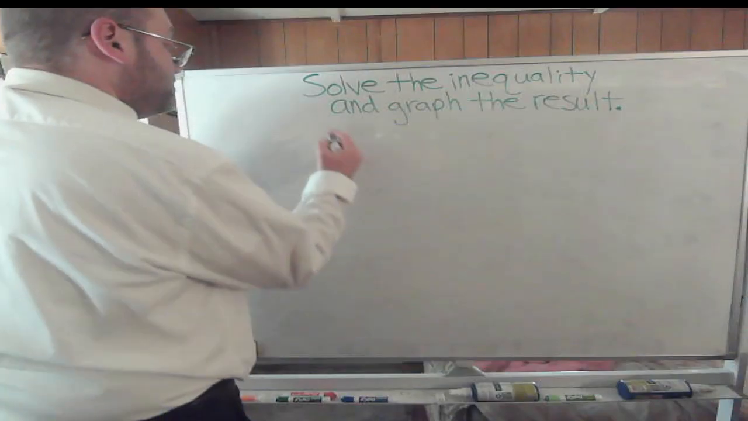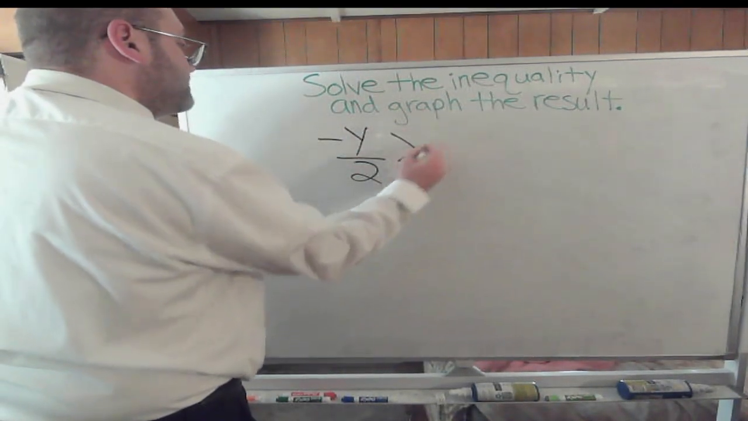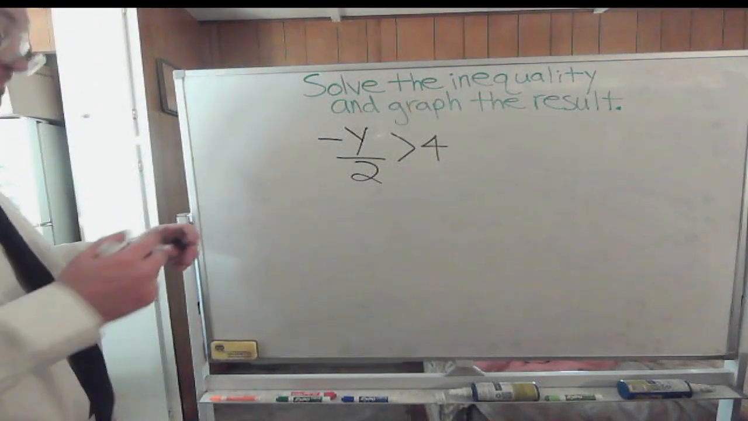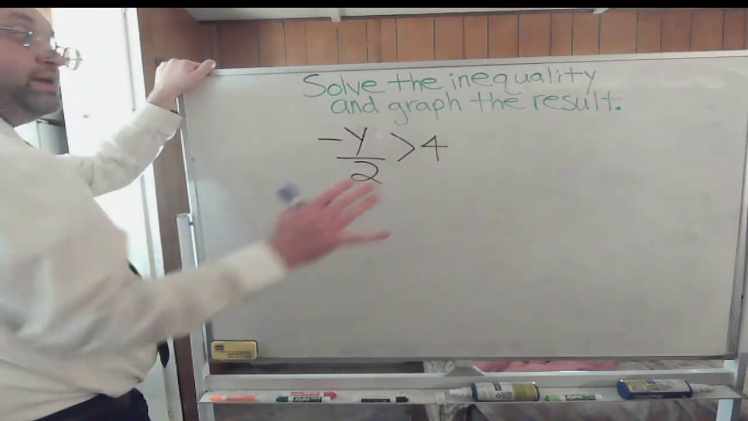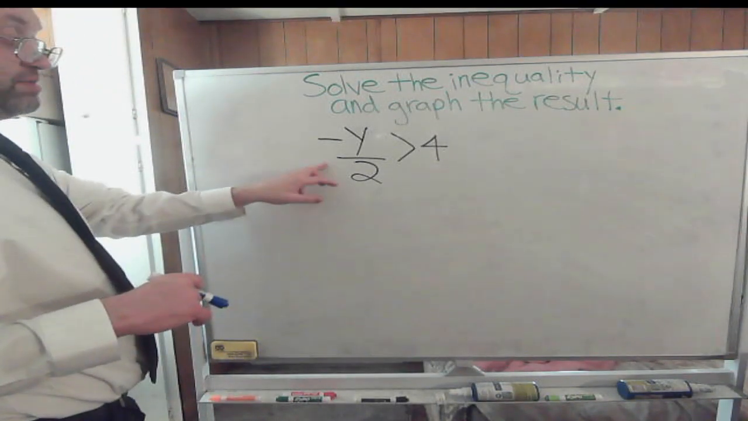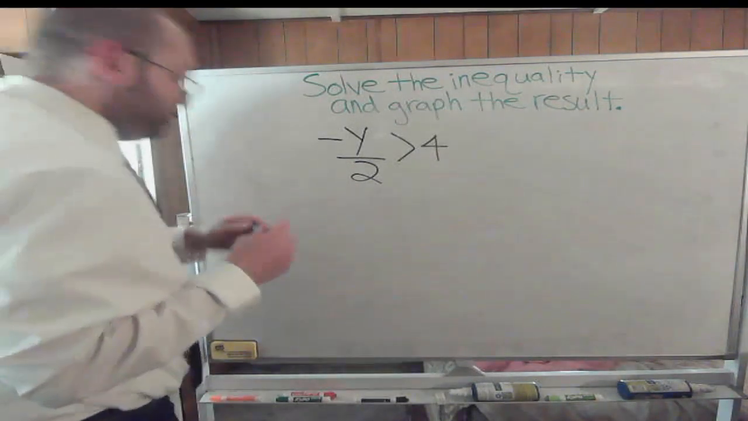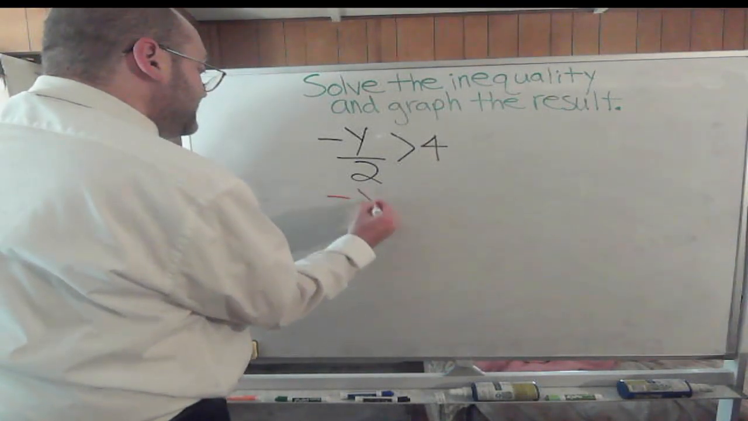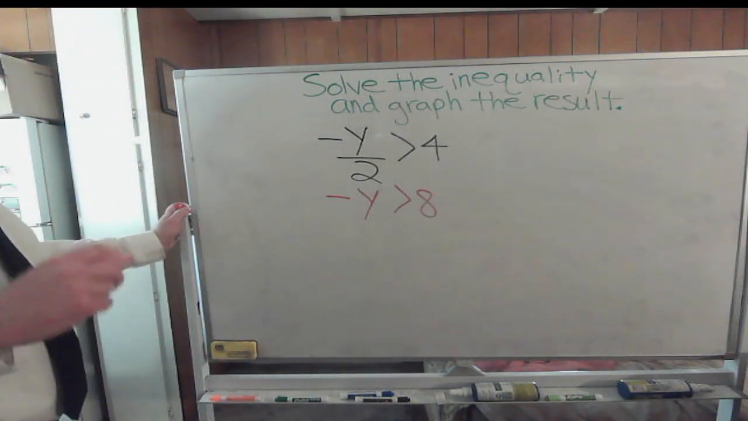But here's an interesting problem. We have negative y over 2 is greater than 4. Well, ultimately we want to just solve for y, don't we? Get it by itself. First, I think we need to multiply both sides by 2, get rid of that denominator. If we do that, multiply both sides by 2, what you truly get is negative y is greater than 8.